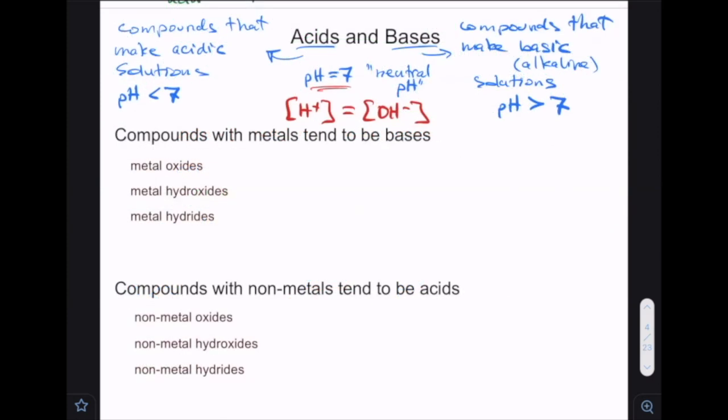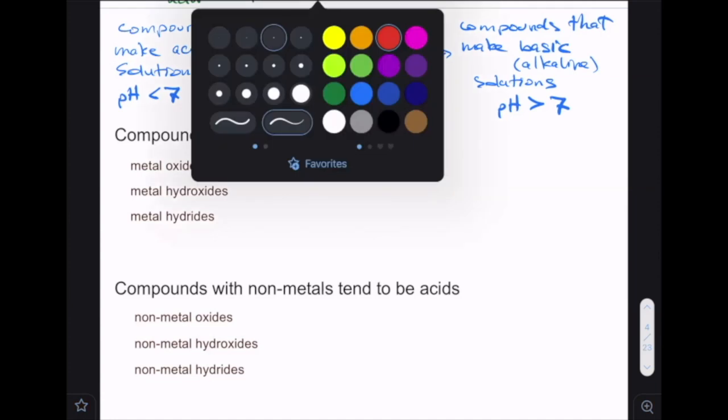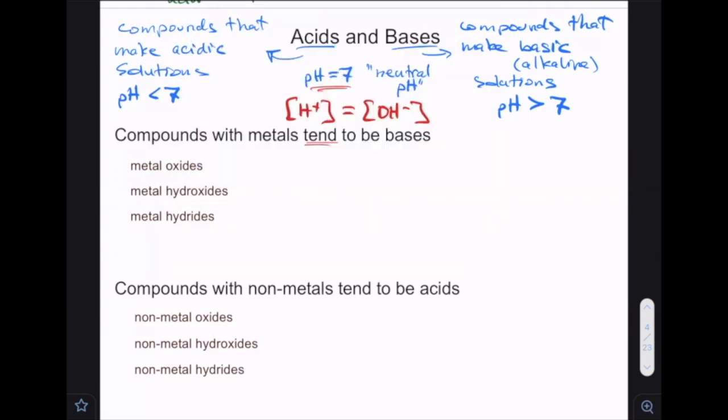Compounds that are made with metals, and you put them in water, they tend to be bases. This is not absolute. They tend to be bases, like metal oxides and metal hydroxides and metal hydrides. What are those? A metal oxide. So you've got a group 1 or group 2 metal like sodium oxide. A metal hydroxide, well, you've seen one already, sodium hydroxide.